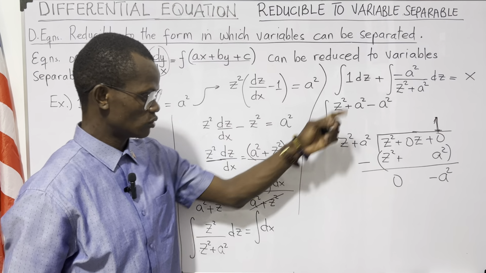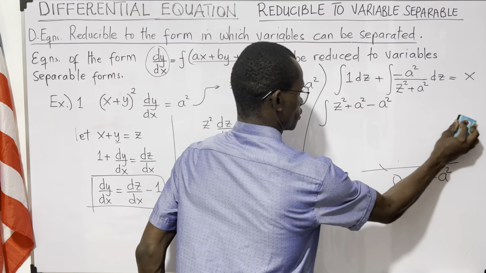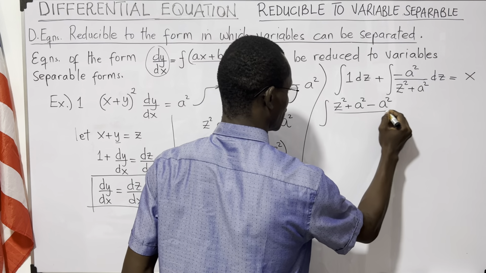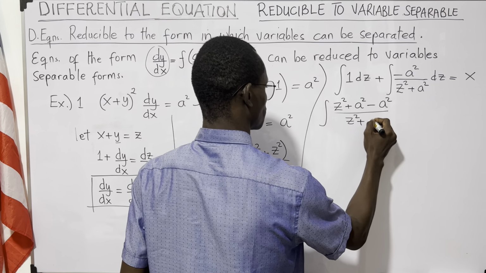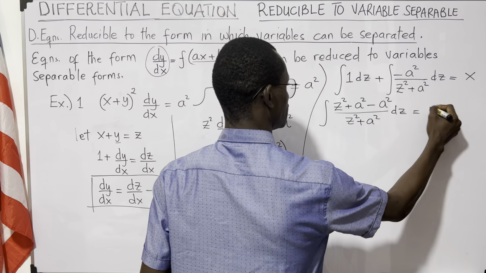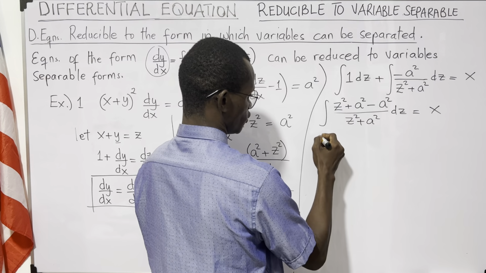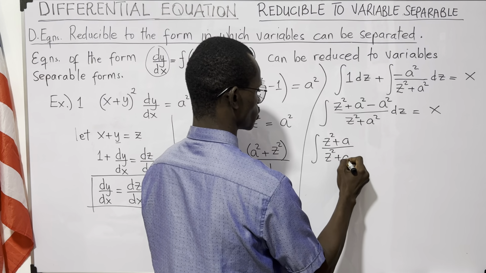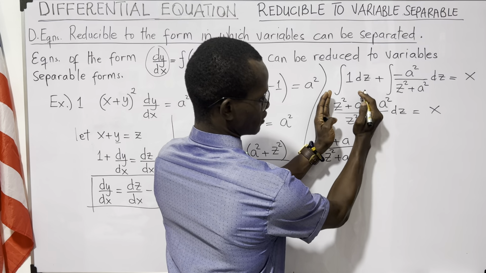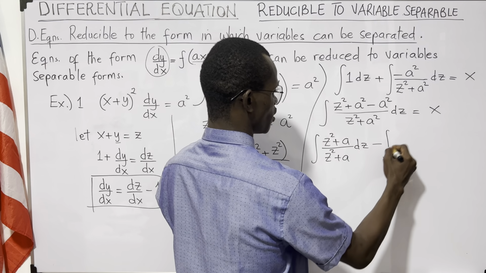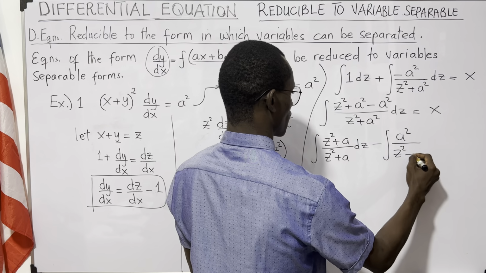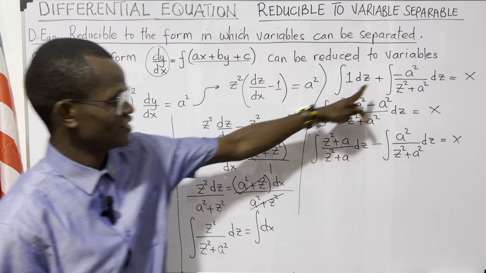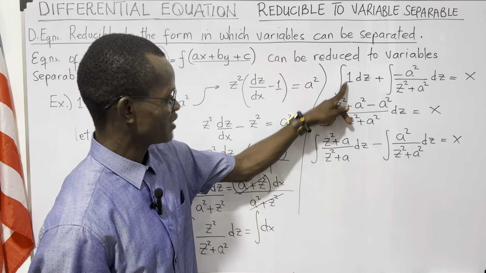That's just the same thing, instead of using this long division. So we could just say the integral of z squared plus a squared minus a squared divided by z squared plus a squared dz, equals x. We can separate. So we have the integral of z squared plus a squared all over z squared plus a squared dz. We separated these terms, right? And then you say minus the integral of a squared all over z squared plus a squared dz. It's just the same. Nothing has changed. So this divided by this is just 1.